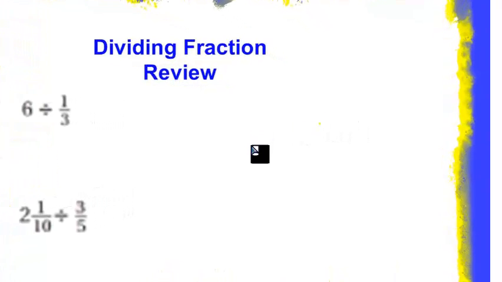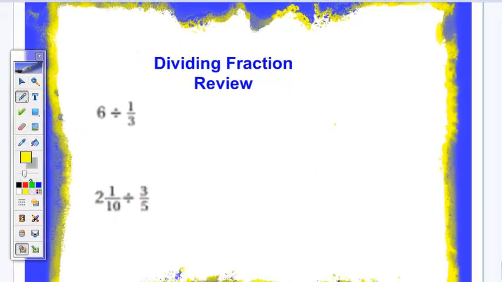Okay, go ahead and try these, pause, and then come back to check the answer. This is a review to see if you are comfortable with dividing fractions. Alright, welcome back. Let's go ahead and check the answers.